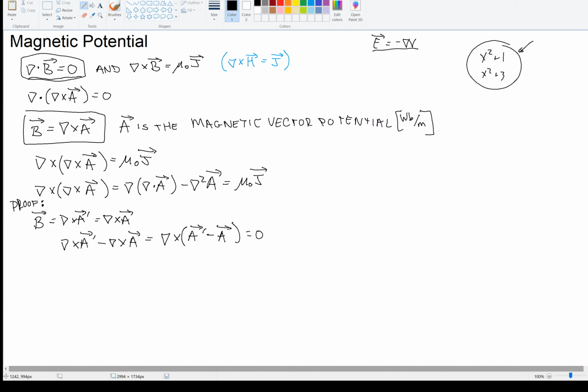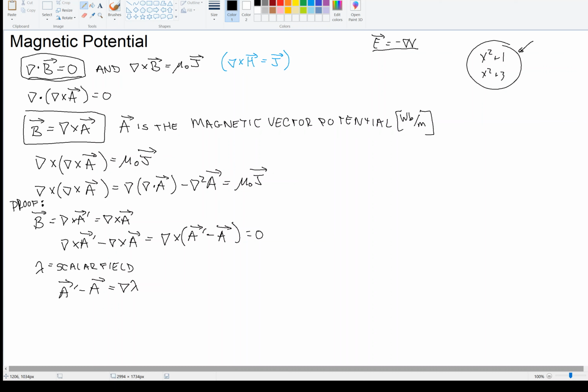But if the curl of a vector is 0, it must be the gradient of a scalar field, right? We said that in the beginning of this course. And so we're going to call that scalar field maybe lambda. Okay, so A prime minus A is equal to the gradient of lambda. Okay, because again, the curl of a gradient is 0.